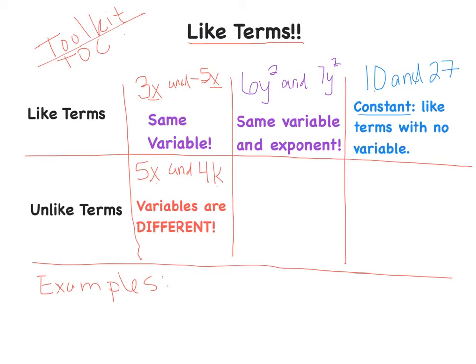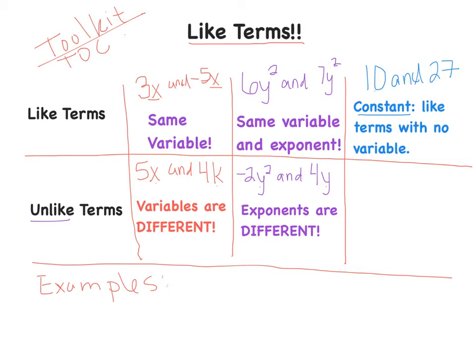Alright, bringing us to another one. Let's look at the exponents on this one. So if I have a negative 2y squared and a 4y. So yes, they have the same variable of y, but the exponents are different. Therefore, they are unlike. You cannot combine them together. Alright, so write down exponents are different.